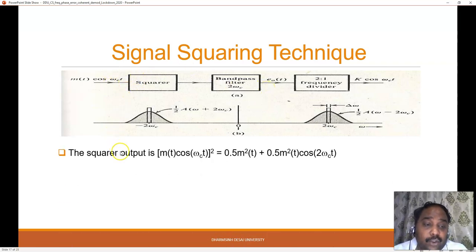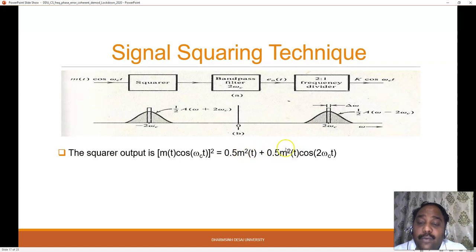The squarer output, at this point, will be m of t cos omega ct whole squared, which is m squared of t cos squared omega ct. Cos squared omega ct is nothing but 1 plus cos 2 omega ct by 2. So you will get 0.5 m squared of t plus 0.5 m squared of t cos 2 omega ct. Then it is passed through a band pass filter centered at 2 omega c. This is not a low pass, it's centered at 2 omega c.